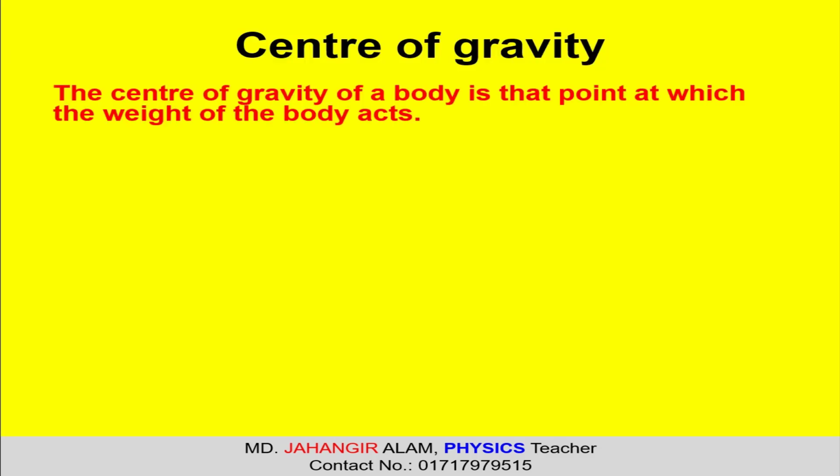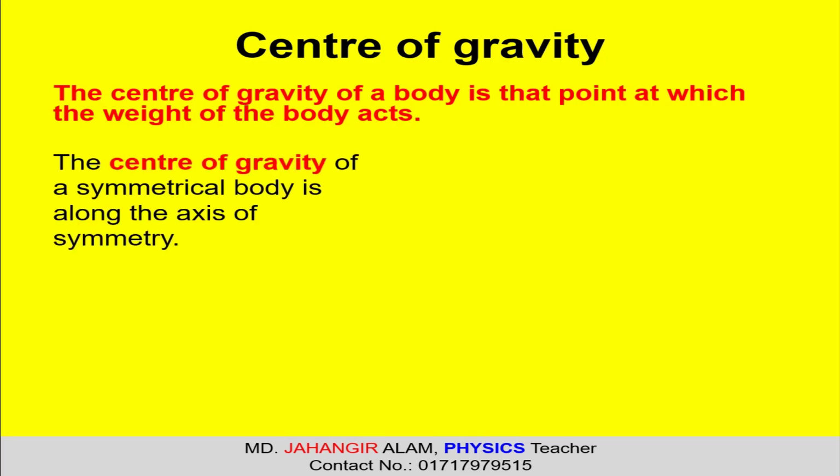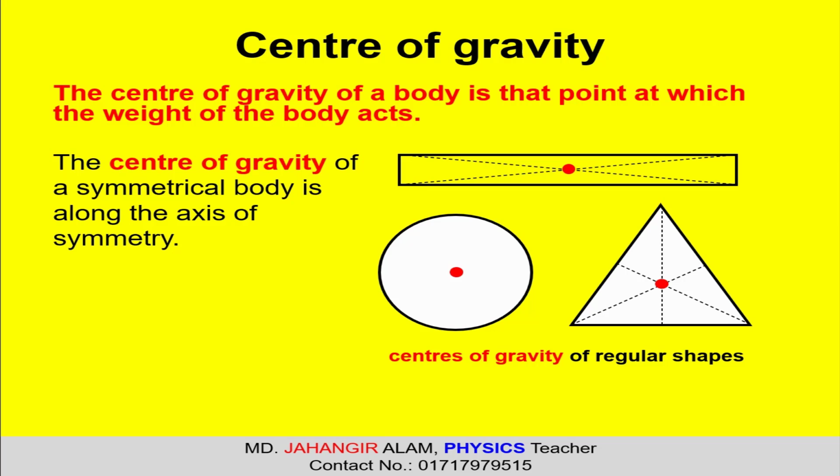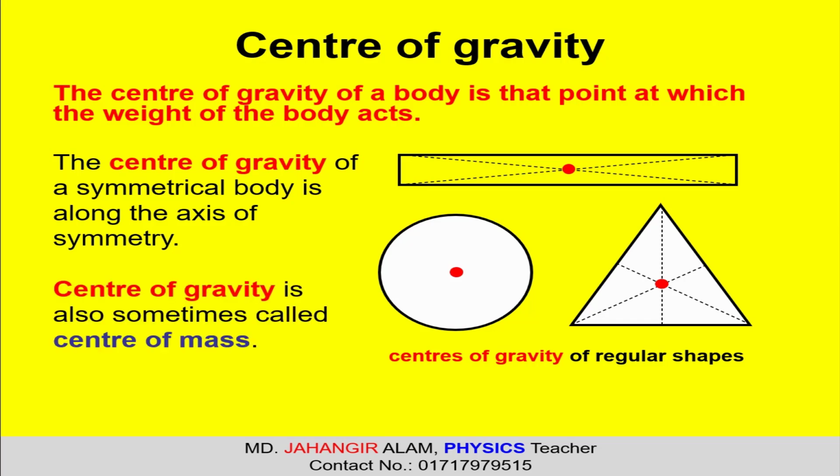Center of gravity. Center of gravity of a body is that point at which the weight of a body is considered to act. Center of gravity of a symmetrical body is along the axis of symmetry. So this is the position of the center of mass of some regular shape objects. Center of gravity is also sometimes called center of mass.